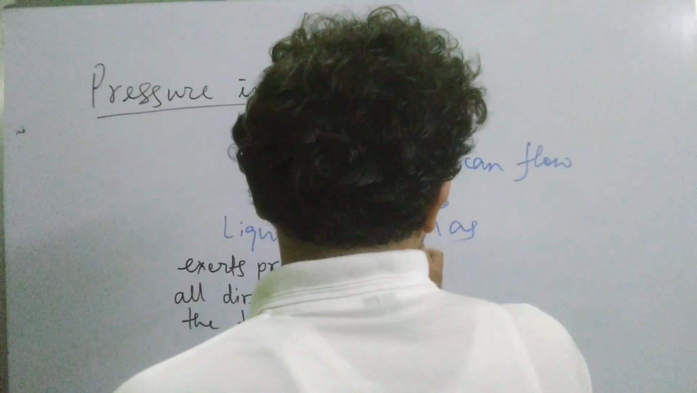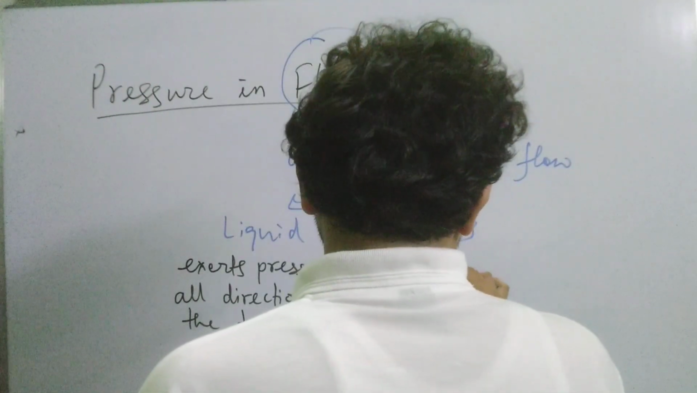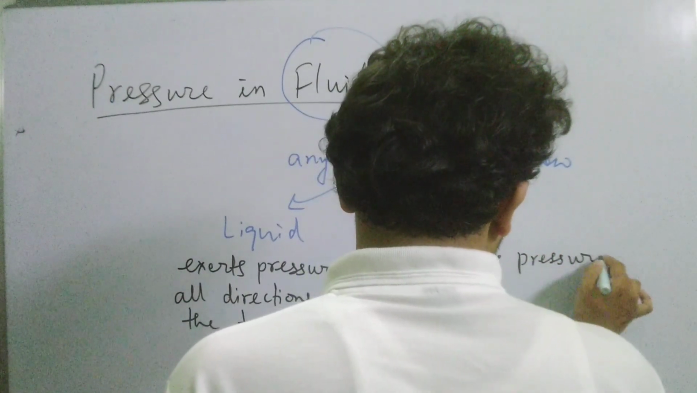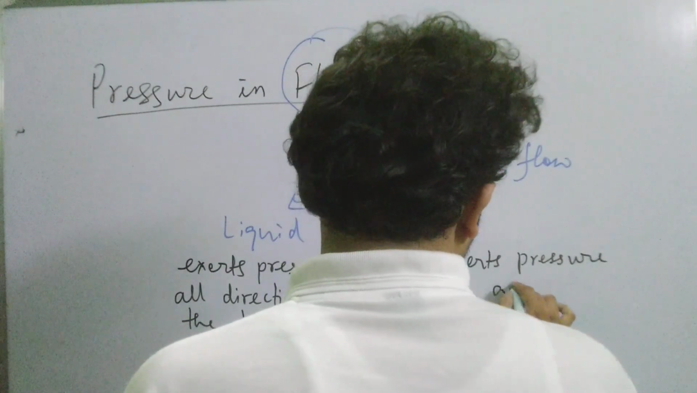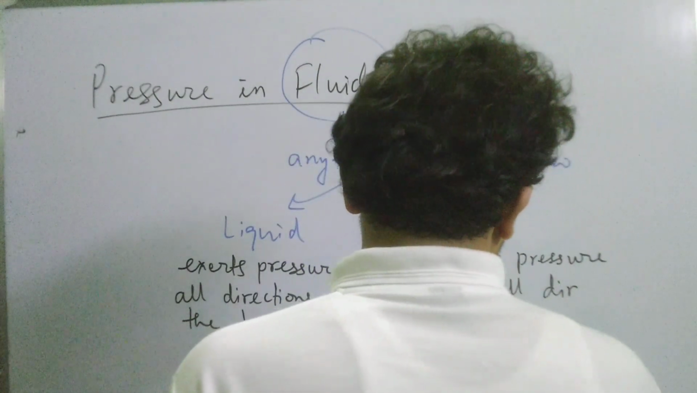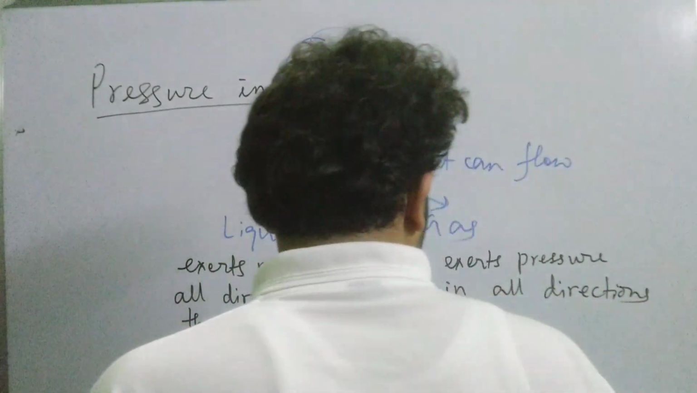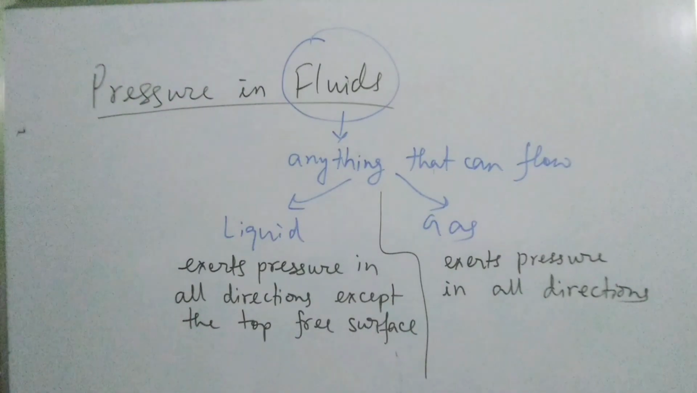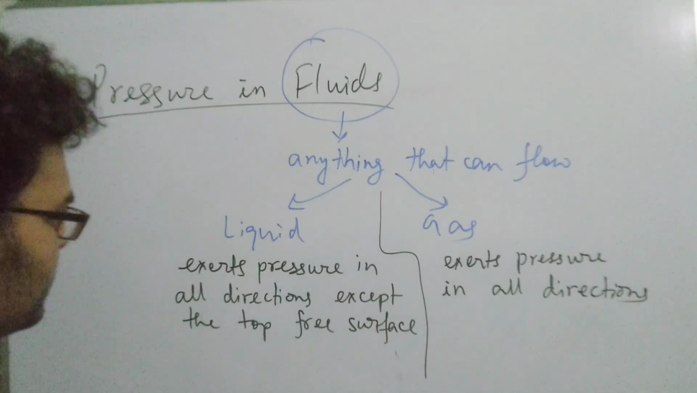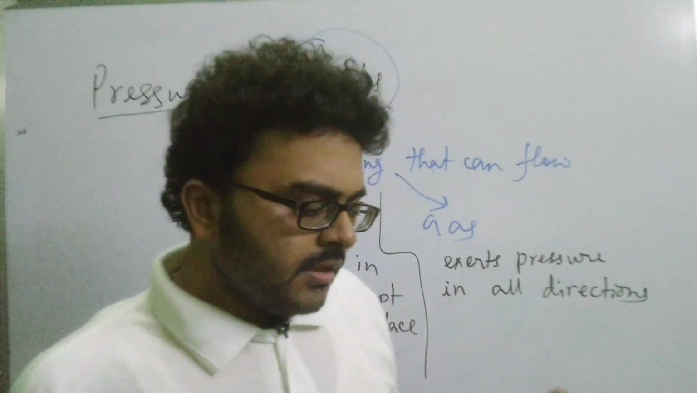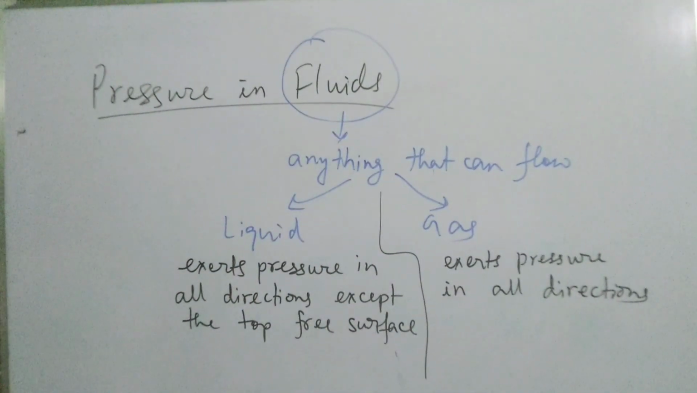And in the case of gases, the gas exerts pressure in all directions, literally all directions, because the gas molecules can move out in all directions. The gas molecules hit the walls of the container, maybe the upper surface, the lower surface or the side surface. So gases exert pressure in all directions, whereas liquids exert pressure in all directions except the top free surface. This is the difference between liquid and gas.